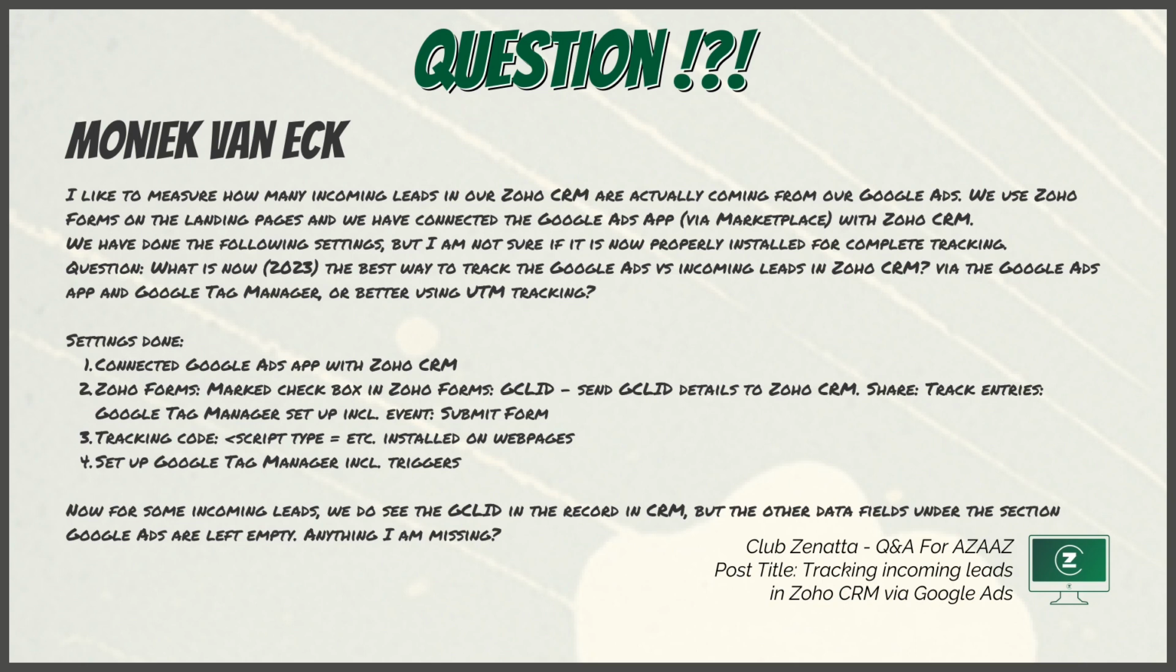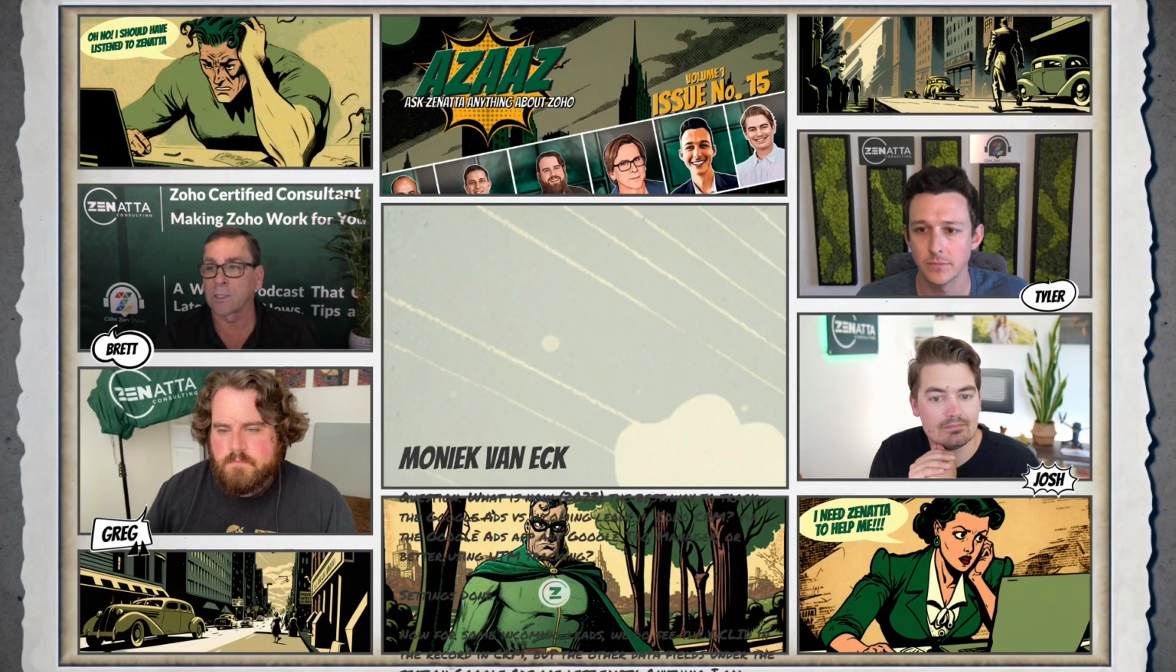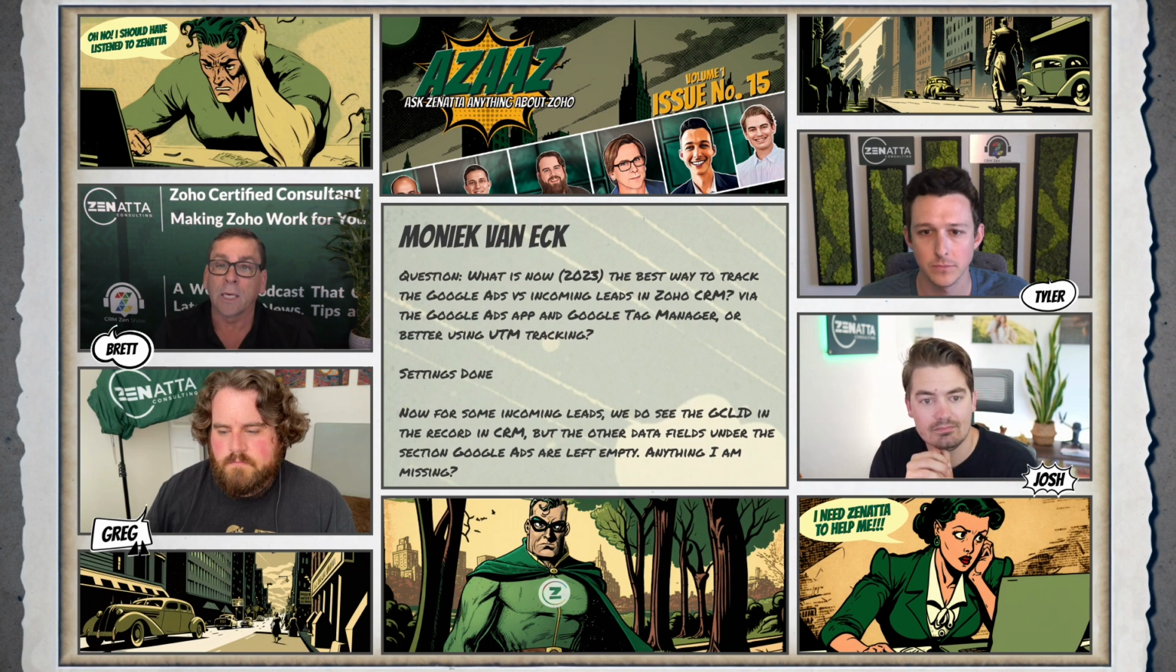Settings done. Connected Google Ads app with Zoho CRM, Zoho Forms. Mark checkbox in the forms. You've got the Google Click ID. Send Google Click ID to Zoho CRM. Share track entries. Basically on and on and on. Look, you basically went right. The only real problem here that I see, guys, is when you get down to it, it's using the Google Ads app or Zoho that tracks it that way.